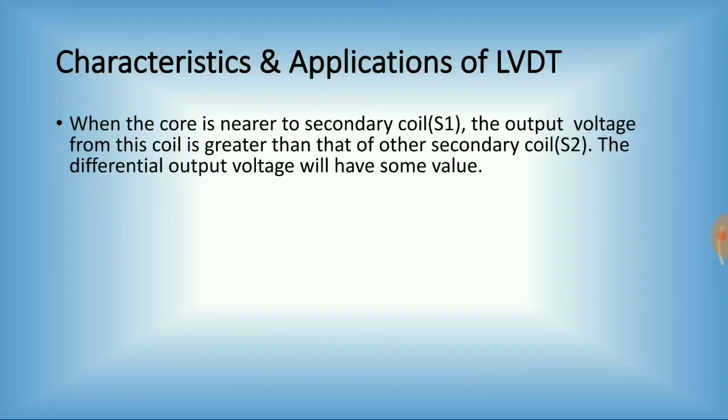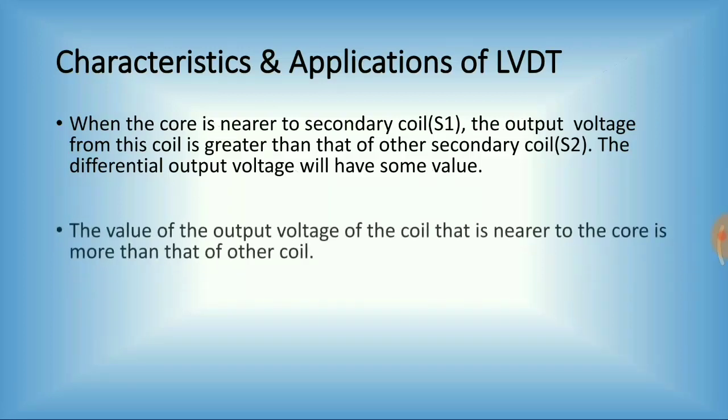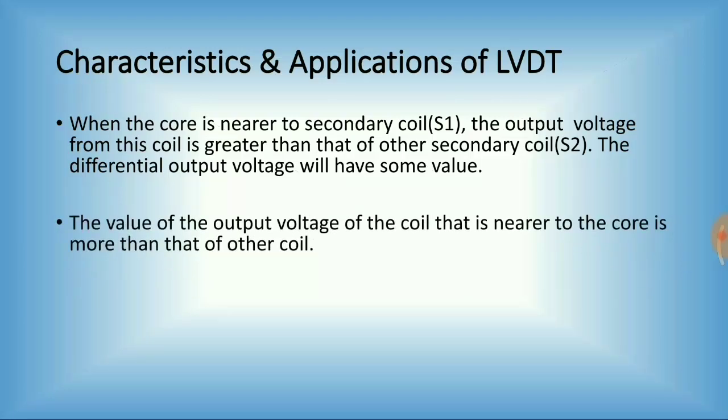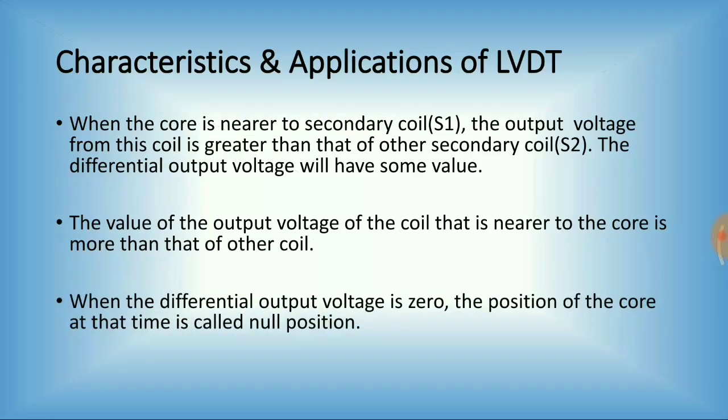When the core is nearer to secondary coil S1, the output voltage from this coil is greater than that of the other secondary coil S2, and the differential output voltage will have some value. The value of the output voltage of the coil that is nearer to the core is more than that of the other coil. When the differential output voltage is 0, the position of the core at that time is called the null point.